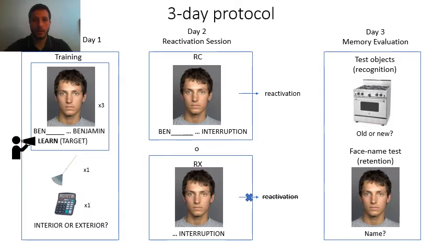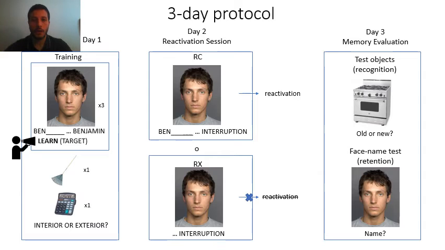So the RC group received a reminder that has been proved before to generate reconsolidation. In this case, the person sees the face and then they see the first syllable, and when they are expecting to hear the cue and see the sign that tells them to type the entire name, they see an interruption sign, and therefore this mismatch generates the labilization and the eventual reconsolidation.